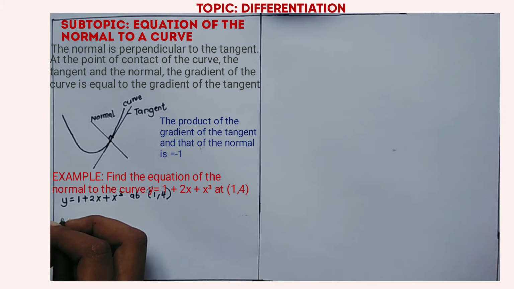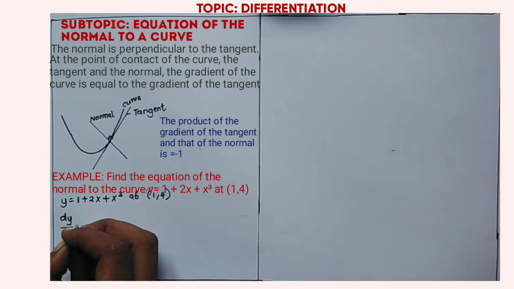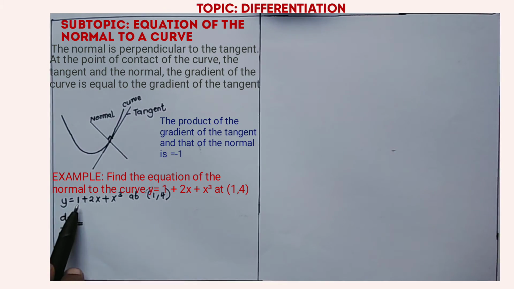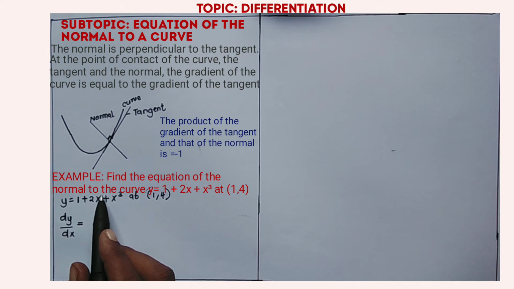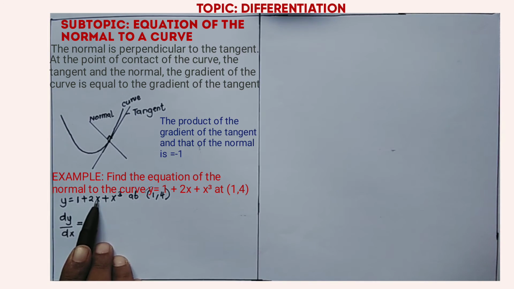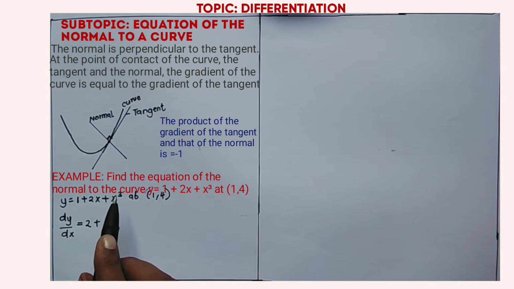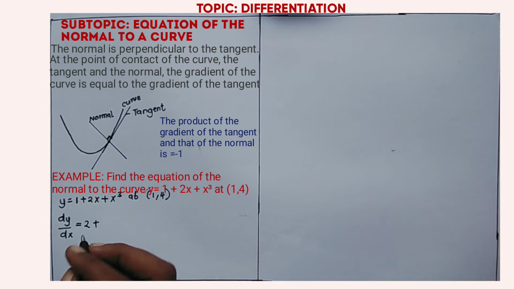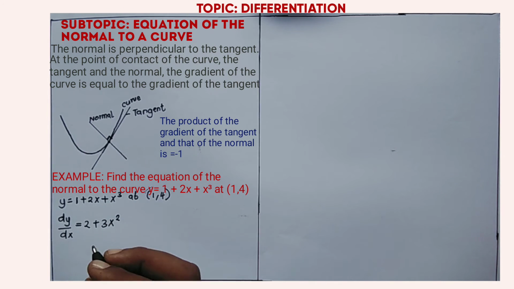In this case, we differentiate y with respect to x to get the gradient function. If the number is constant, it has a gradient function of 0. Here the coefficient of x is 2 and the power of x is 1, so 2 times 1 is 2. When the power of x is 1, you subtract 1, that will be x to the power 0, and any number to the power 0 is just 1. So plus, you multiply the coefficient, which is 1, by 3, that is 3x, and you subtract 1 from the power, that is 2.